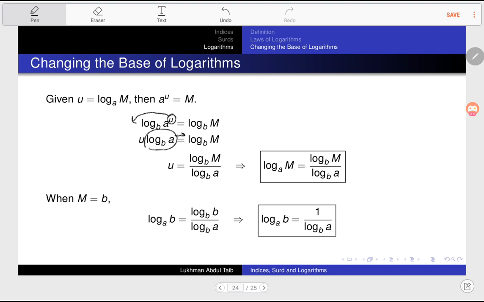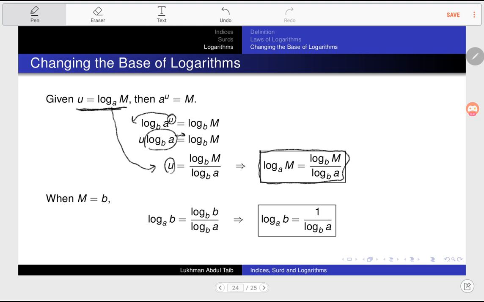Okay, but remember that in the beginning we defined u as log capital M to the base of a. So we substitute it instead of u. So now we have log capital M to the base of a is log M to the base of b over log a to the base of b. Okay, so that's how we get this rule.